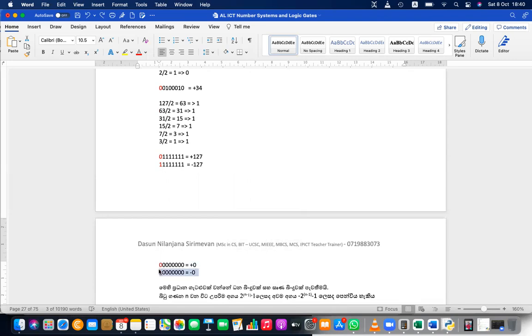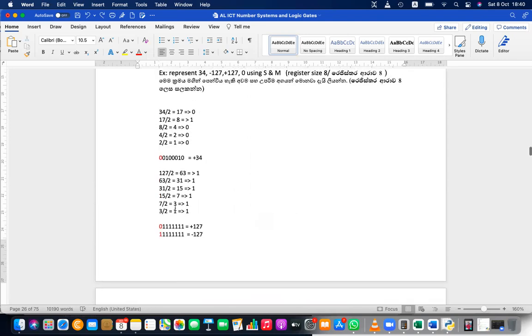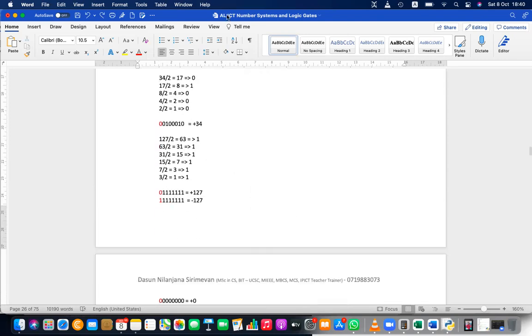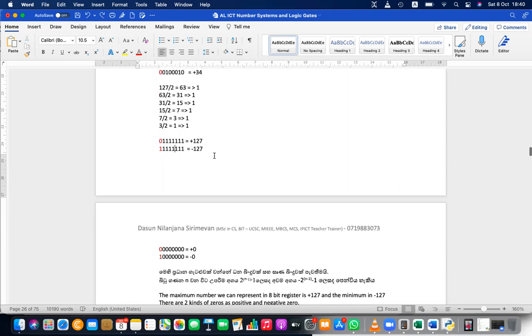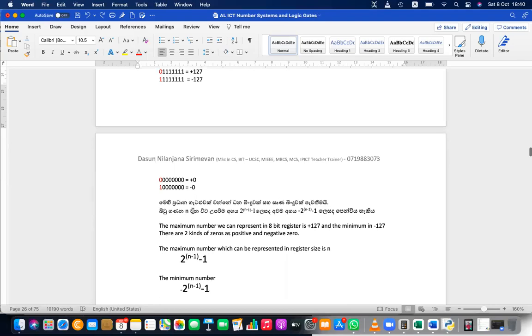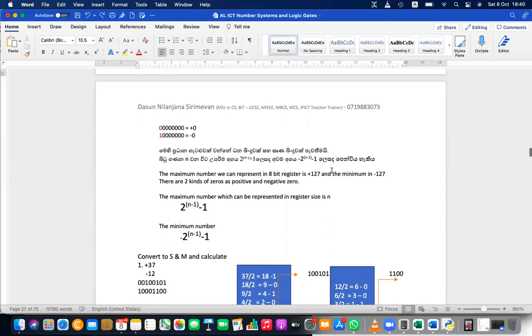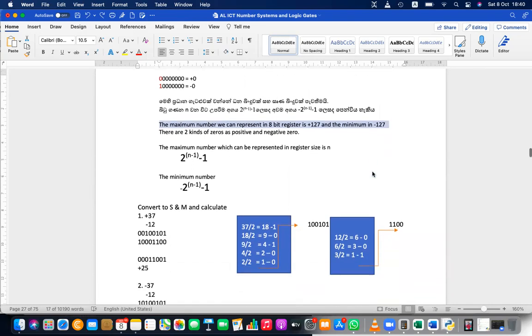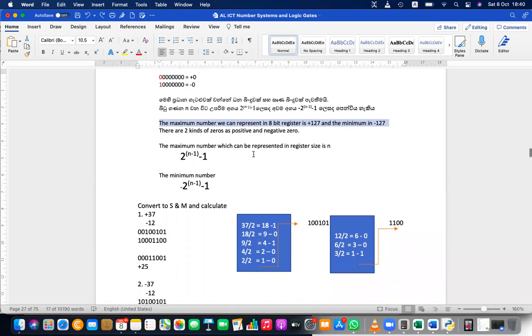0 has a positive 0 representation and a negative 0 representation. This is a bit odd. Yes, there's a problem. I think you can understand, because there should be only one 0, positive 0 only. But here you have both options, positive 0 and negative 0. So that is the nature, and that is a problem of this representation. The maximum you can go is plus 127 in 8-bit. The minimum you can go is minus 127. And there are two zeros also.